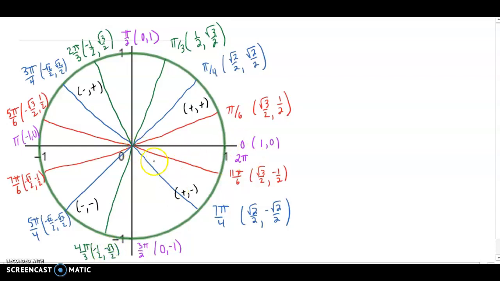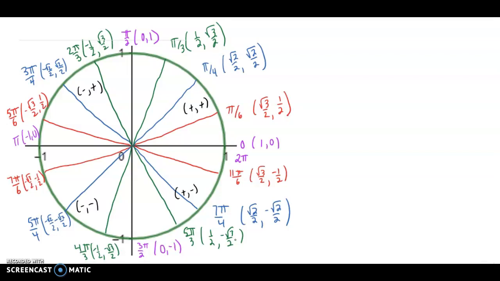And then quadrant 4, we're pi over 3 short of 2 pi. That is now 6 pi over 3. So this becomes 5 pi over 3. X is positive, so it's a positive 1/2 still for the cosine. And the y is negative, so it's root 3 over 2, making it negative root 3 over 2 for the sine.